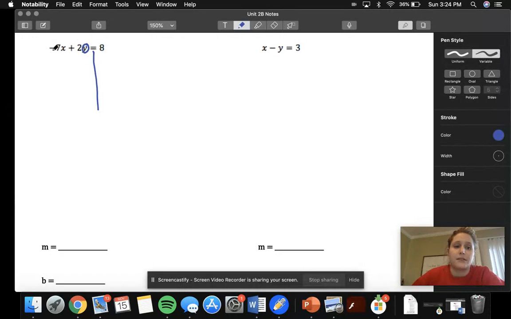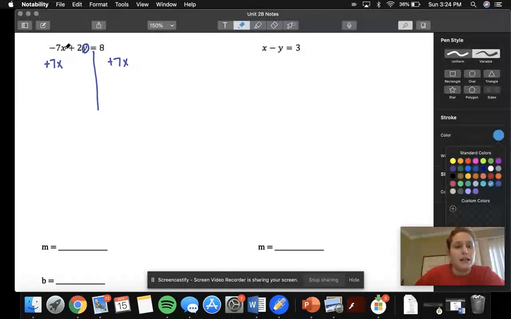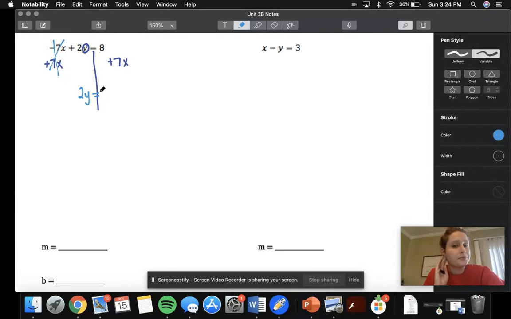The opposite of a -7x is a positive 7x. Whatever I do to one side, I do to the other side. -7x plus 7x is 0x. I still have 2y on the left side. 8 and 7x, I cannot put together. They are not like terms. So 8, put a plus sign in between them, because we added 7x to move it over to the other side.